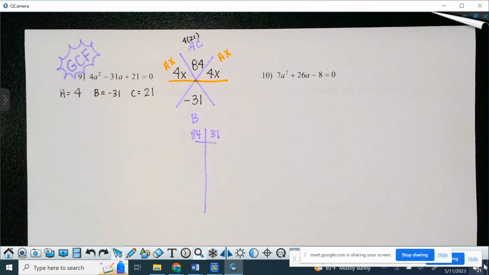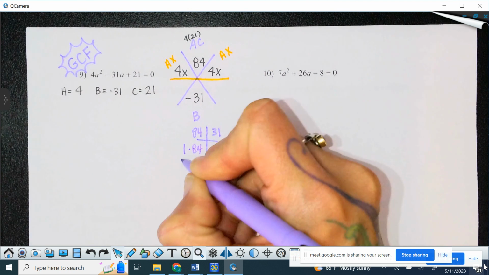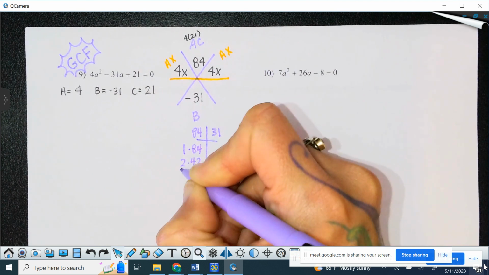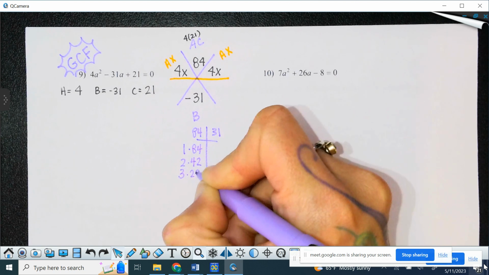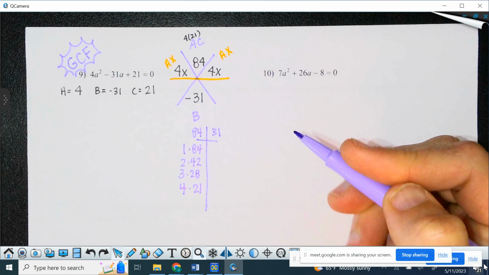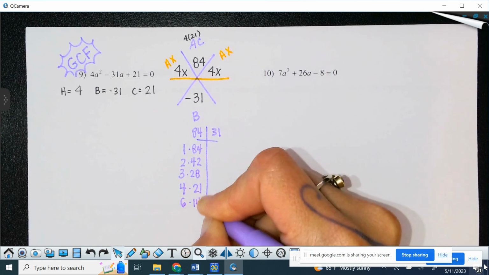Remember, if you go to y equals and you type in 84 divided by x and hit second graph, you'll get all of your factors. So for 84, we got 1 and 84, 2 and 42, 3 and 28, 4 and 21, which we know that one. We saw that one. That's how we got there. 6 and 14, 7 and 12.